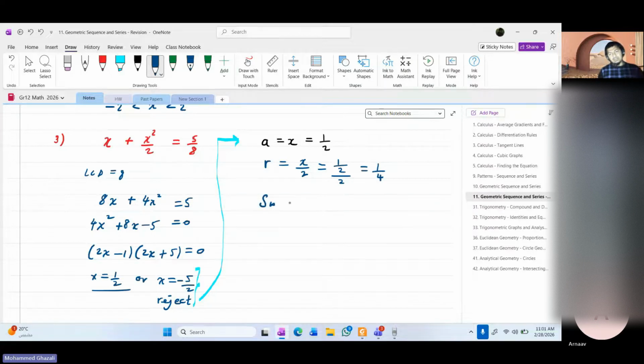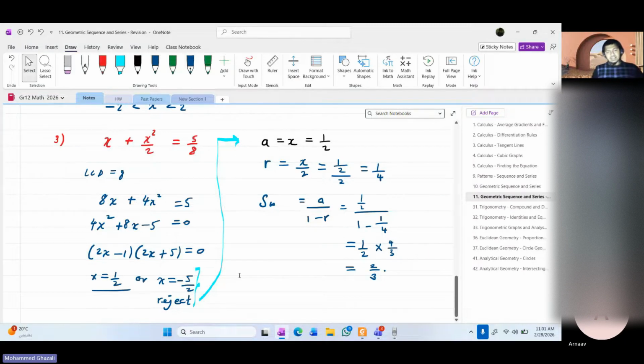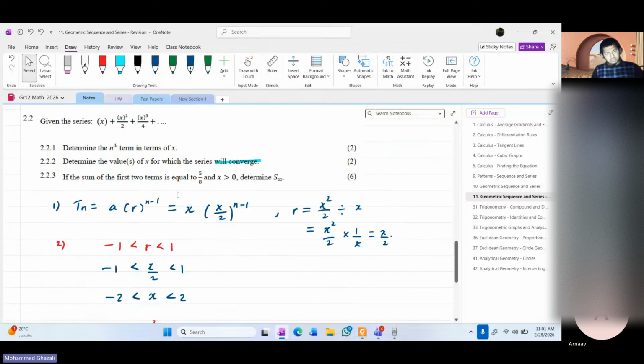So therefore, the sum to infinity is a over 1 minus r. Value of a is half, right? And 1 minus r is quarter. So you got half divided by 3/4, which is times 4/3, right? So your final answer will be 2/3 because the 4 and the 2 cancel out, 2 times 2/3, right? So this is the calculation that you're going to show for 6 marks, right?